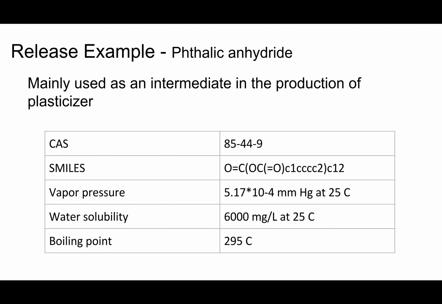We have the SMILES as an input to the chemical classifier. And we know the vapor pressure is about 5.17 times 10 to the minus 4 millimeters of mercury, and the water solubility is about 6,000 milligrams per liter, and the boiling point is 295 degrees Celsius. So these are the information we need for the release module. Other than that, it will be more than welcome, but the release module can still be functional given this information.